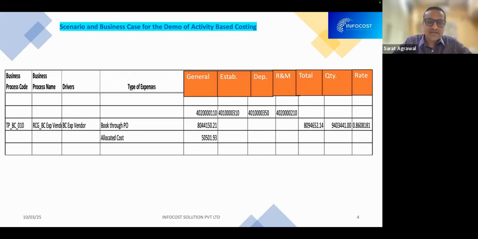So here, let us understand it in a business scenario. For example, we have a business process code. We have a business process name. We have a cost driver for that. We have different types of expenses in the columns you can see here. These are our GL groupings. Under these GL groupings, these are the expenditures we have, and the total expenditure plus the total quantity and the rate for that. So this is how the total cost is appearing here.